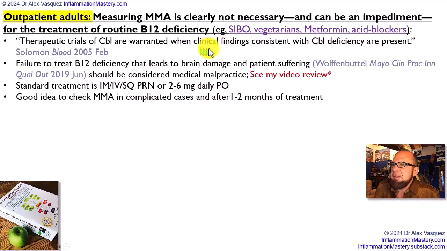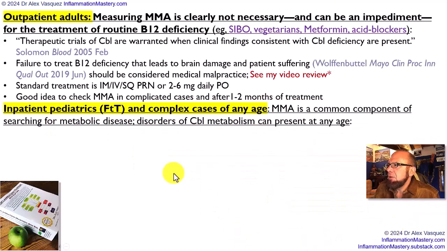If your clinical assessment is that they have peripheral neuropathy, spinal cord injury, brain damage, depression, anhedonia, schizophrenia, catatonia, then go ahead and start them on B12, and you can test their MMA level a month after you've started treatment. If the patient has the financial means, then of course you can do the test before and after. But you should never delay treatment as a clinician because you're overly dependent on laboratory testing.